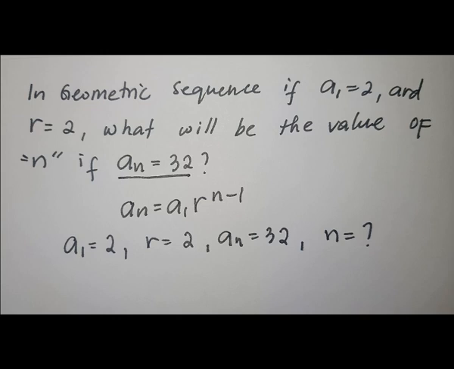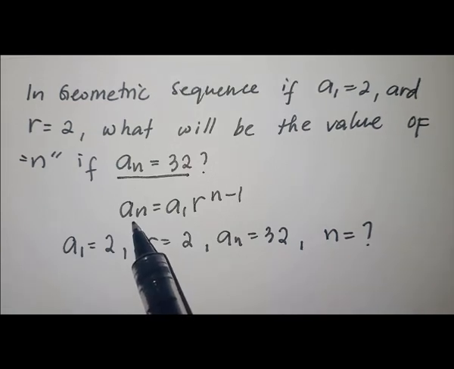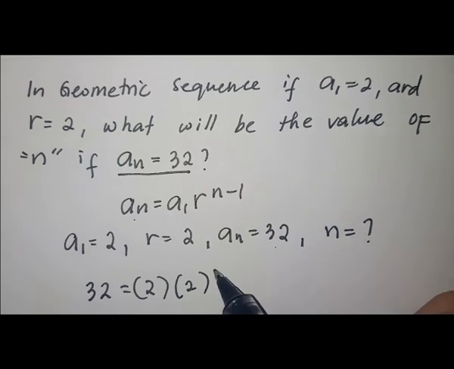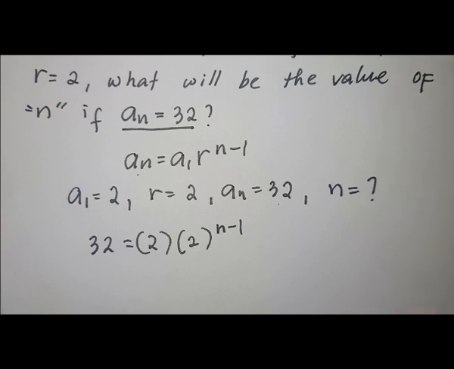So, gaya ng mga naunang ginawa natin, substitute lang naman natin yung mga corresponding value na meron tayo. Okay? Yung value ng a sub n natin, we have 32. Yung a sub 1 natin, we have 2. Yung r natin, we also have 2. Okay? So, yung n is still unknown. That's why we have still n minus 1.